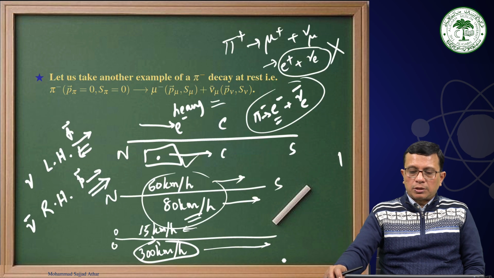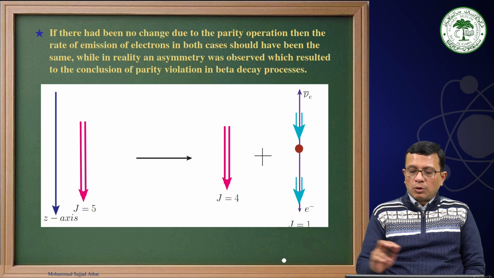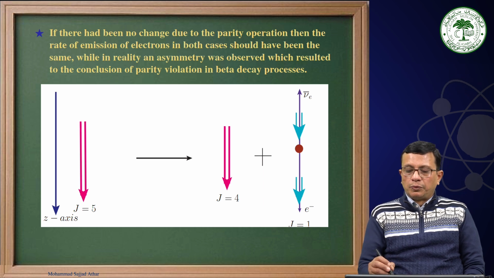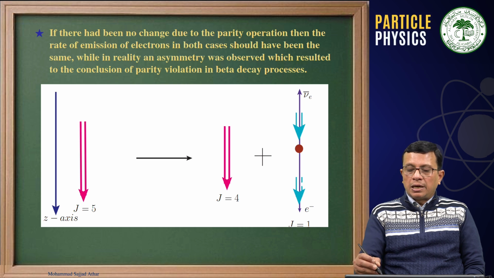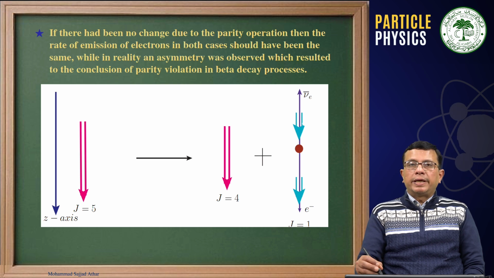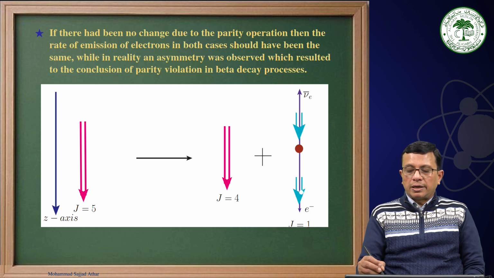Let me just go back to my previous lecture. We had J equal to 5 and J equal to 4, while as you can see, the electron's momentum and the antineutrino's momentum are in the opposite direction. But to conserve angular momentum, their spins are in the same direction. Therefore, here you can see that antineutrinos are right-handed and here electrons are right-handed.